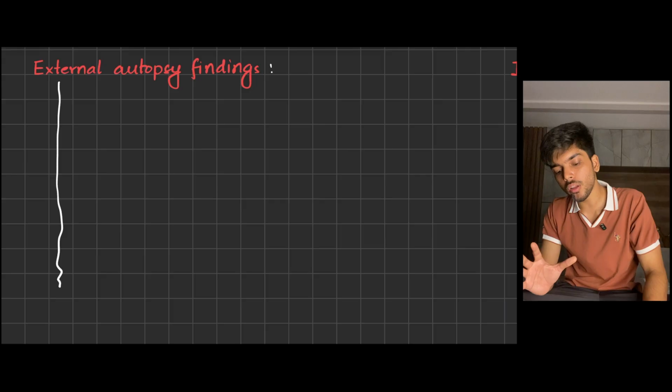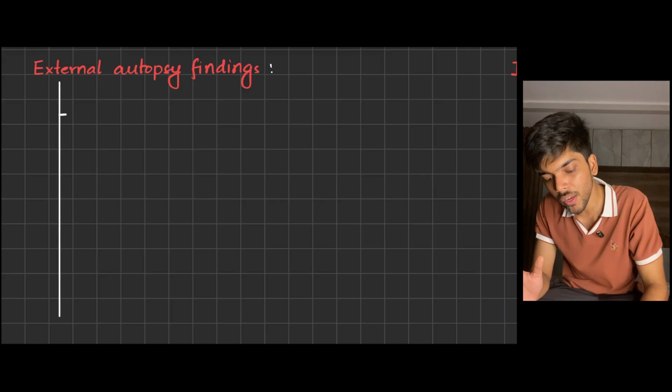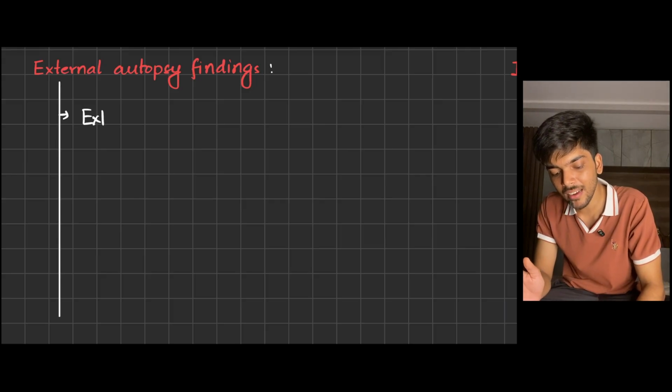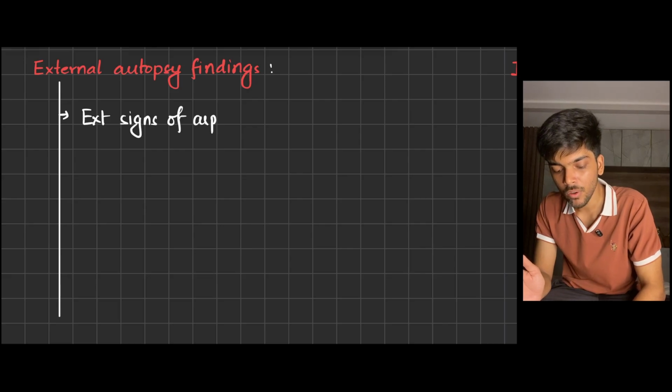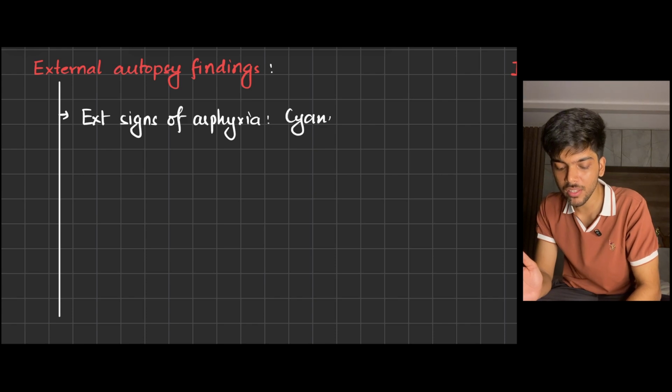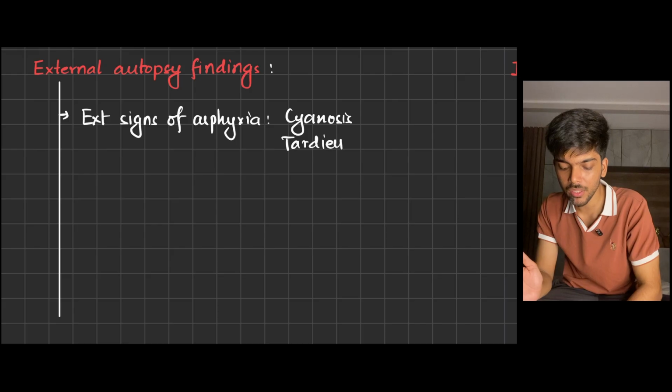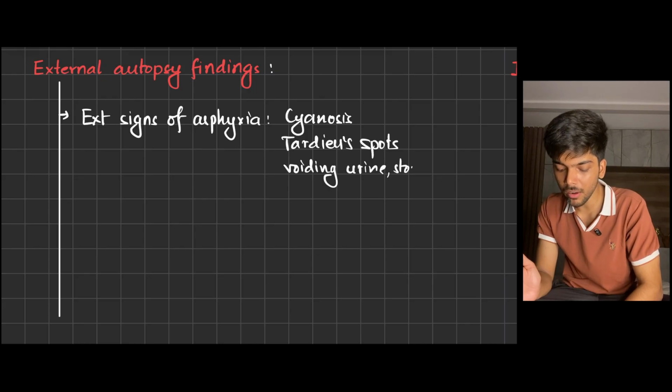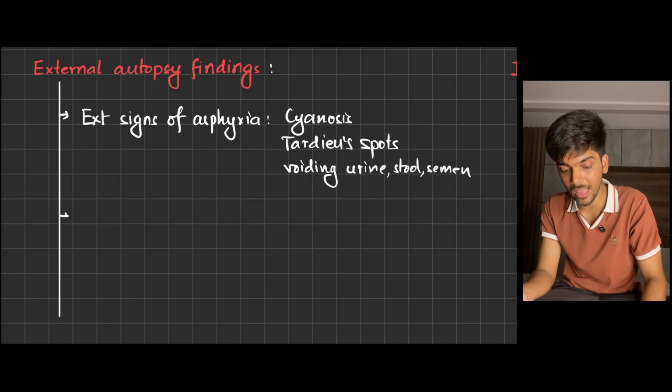So external autopsy findings, I have divided them into 3. First, the external signs of asphyxia, which I have already taught you under the topic of asphyxia. You're going to see cyanosis and congestion. You're going to see Tardieu spots or petechial hemorrhage. And then you're going to see voiding of urine, semen and stool due to loosening of the sphincter. Good. The same is true for hanging as well.